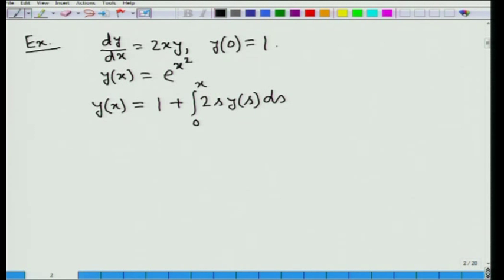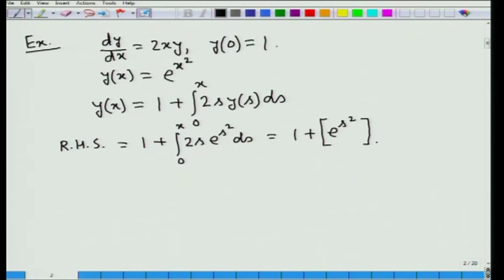Now, here we intend to verify whether this y(x) equal to e to the power x square will satisfy this or not. For this purpose we start with the right hand side. This is equal to 1 plus the integral from 0 to x of 2s times y(s), which is e to the power s square, ds, and if we integrate it, then we find 1 plus e to the power s square from limit 0 to x. So, this comes out to be e to the power x square, which is equal to the left hand side. That means the solution of this initial value problem is also a solution to the corresponding integral equation.